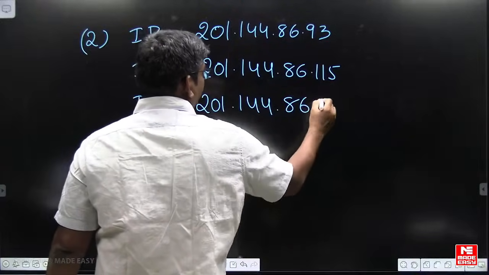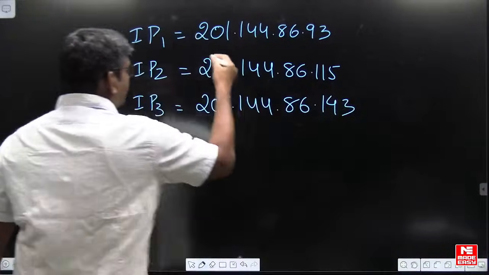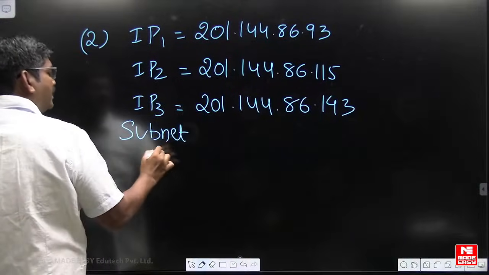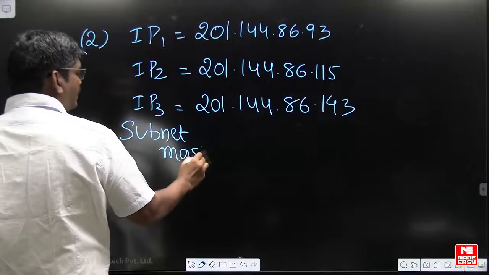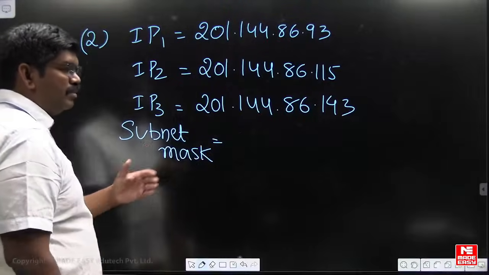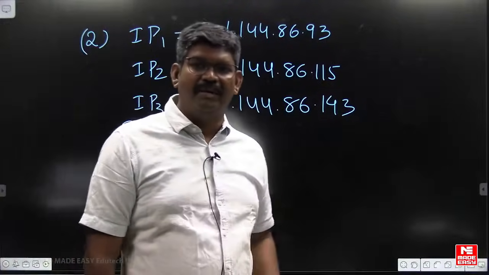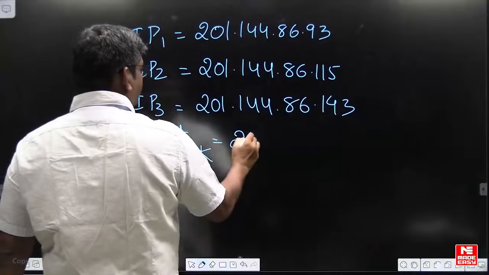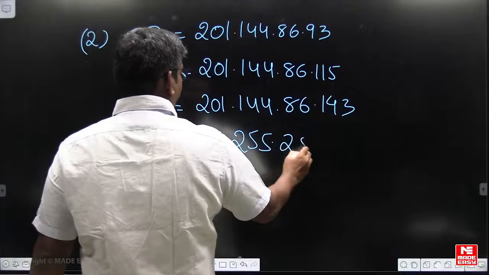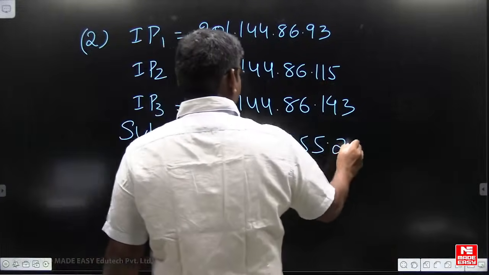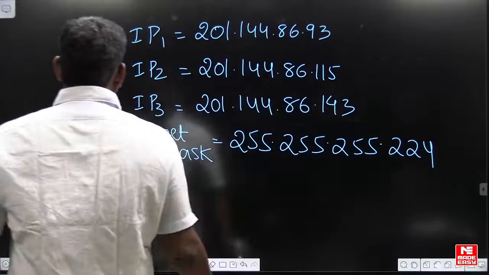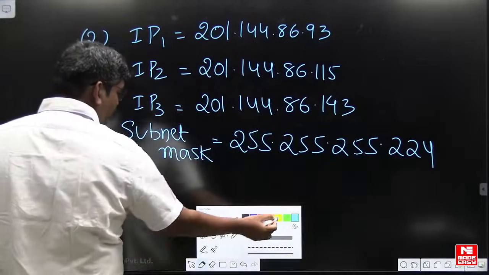201.144.86.143. ये सारे IP एड्रेस देने के बाद सबनेट मास्क भी प्रॉब्लम में देना चाहिए. इसका कारण क्या है कि सबनेट मास्क से ही हमको प्रीफिक्स और सफिक्स बिट्स के बारे में पता होता है. ठीक है. So now you see, this is the subnet mask. Suppose it is given as 255.255.255.224. So this is another regular model question.